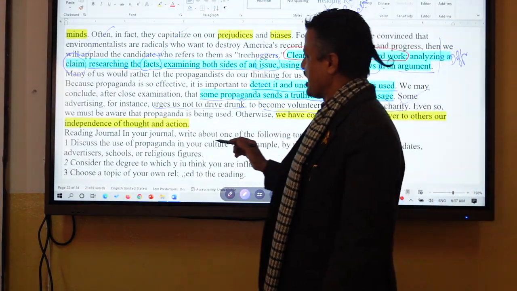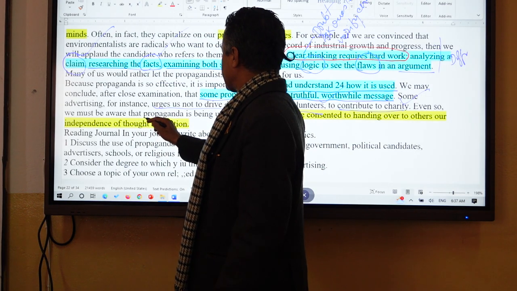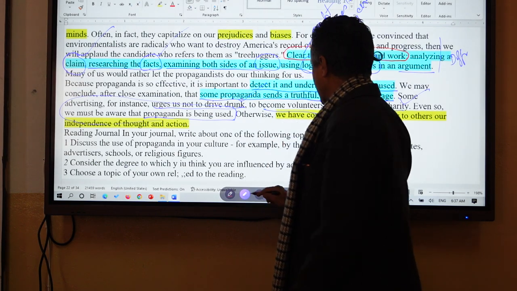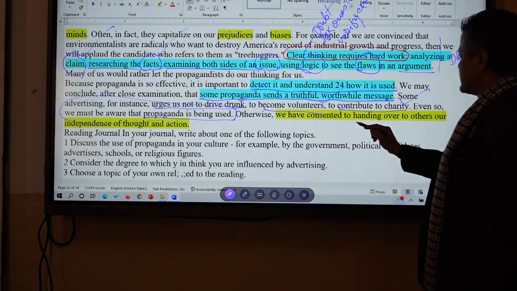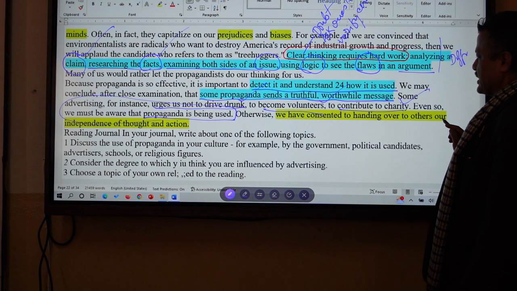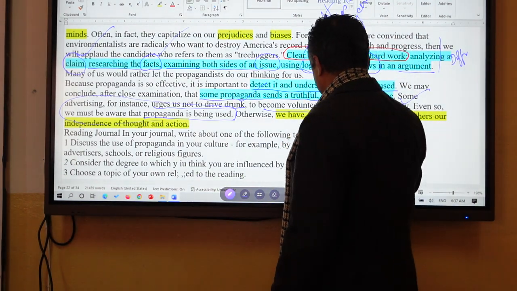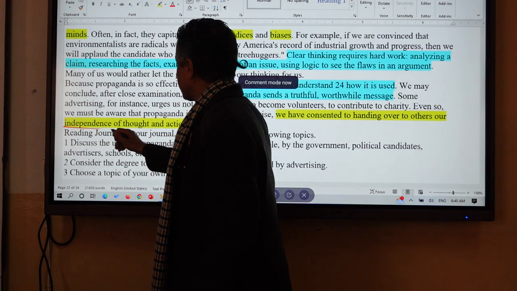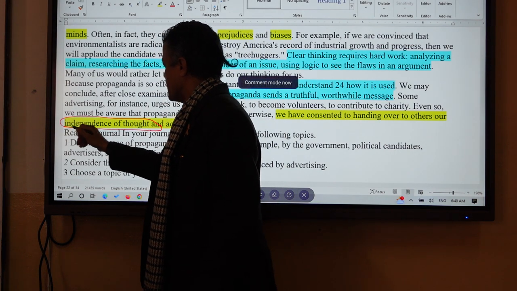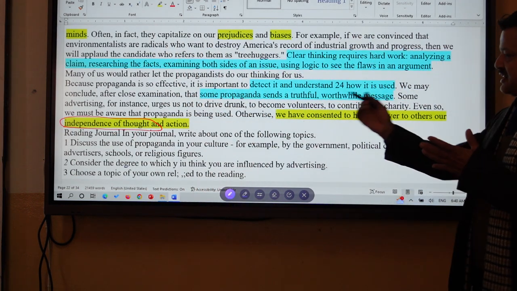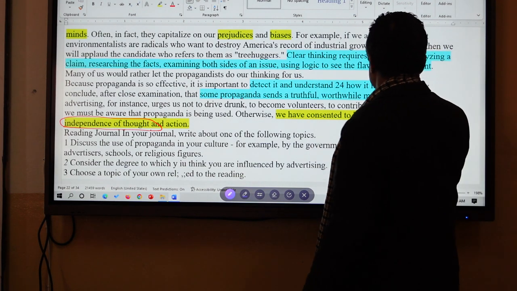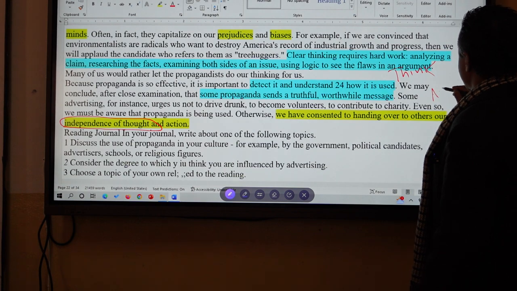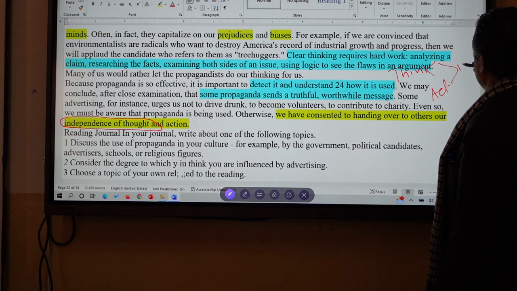Even so, we must be aware that propaganda is being used. Be aware, right? Otherwise, we have consented to handing over to others our independence of thought. Look, think independently. Do not allow companies to think for you. And look, she's saying, think independently and act independently.